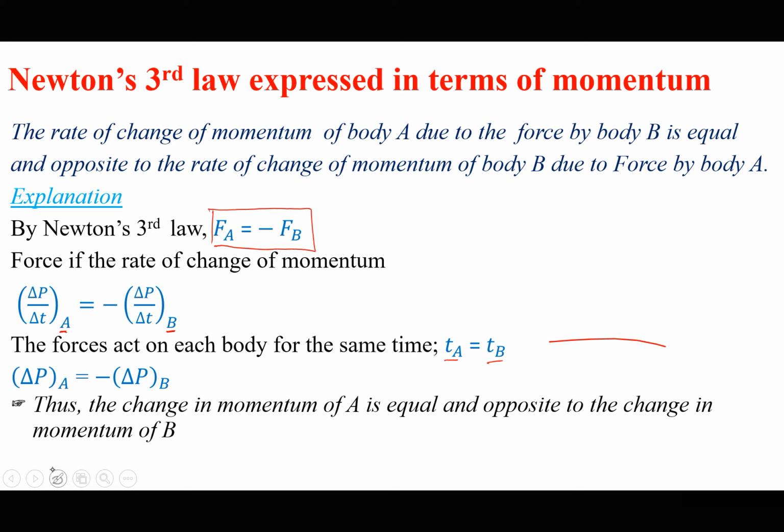So the examiner will ask you to explain, using Newton's third law, why the rate of change of momentum of two bodies is equal but opposite. Number one, by Newton's third law, the force on body A by body B is equal but opposite to the force on body B by body A.